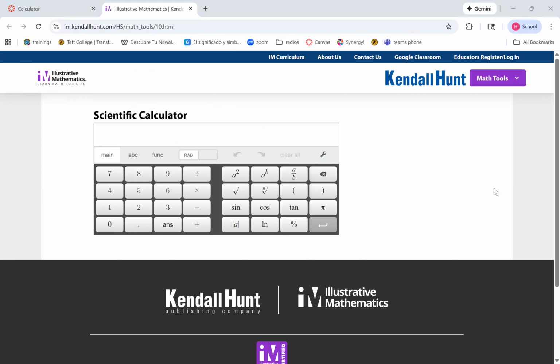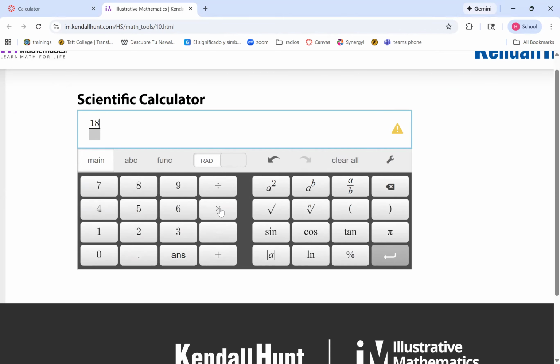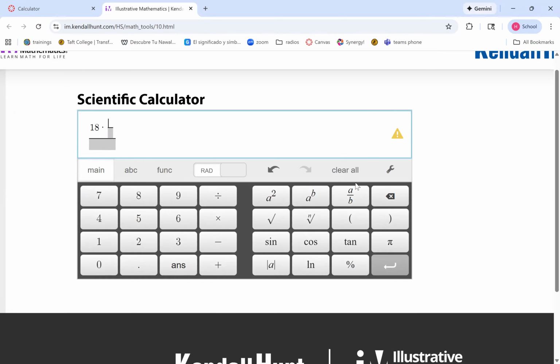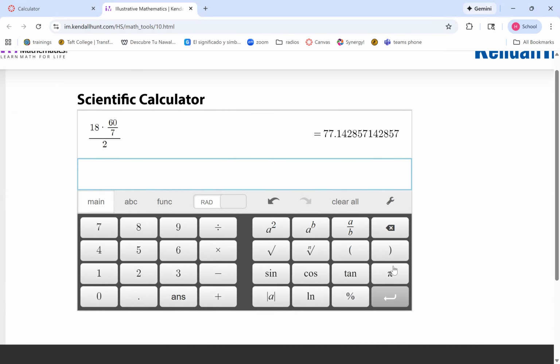Okay, so this is the calculator that we have. So I'm just going to type it in how we need it. So I know I need to type in a fraction. On top of the fraction, I'm typing in 18 times another fraction. I have 60 over 7 and all this over 2, right? That's basically what I needed to type. On the top, I have 18 times 60 over 7. At the bottom, I have 2. I'll even press enter. Now there, I see my answer, 77.1428, a bunch of numbers.